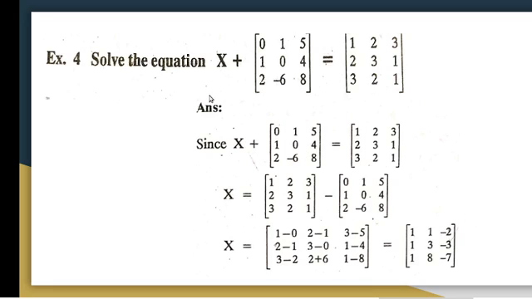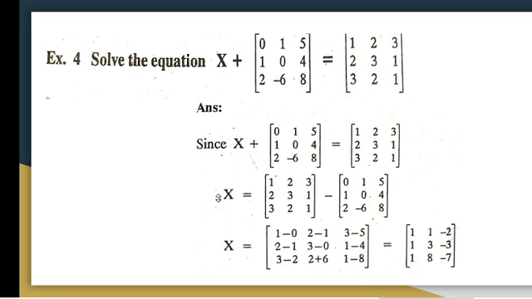Now we have another equation for solution. Solve this equation: X plus a particular matrix is equal to another matrix. We have to find the matrix X. So how can we find? Just like A plus B is equal to C, if you are given B and C, we have to find A. What we will do? Just like subtraction.